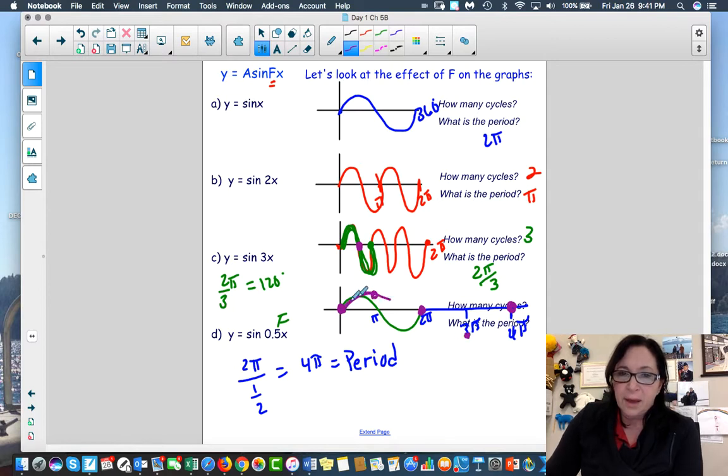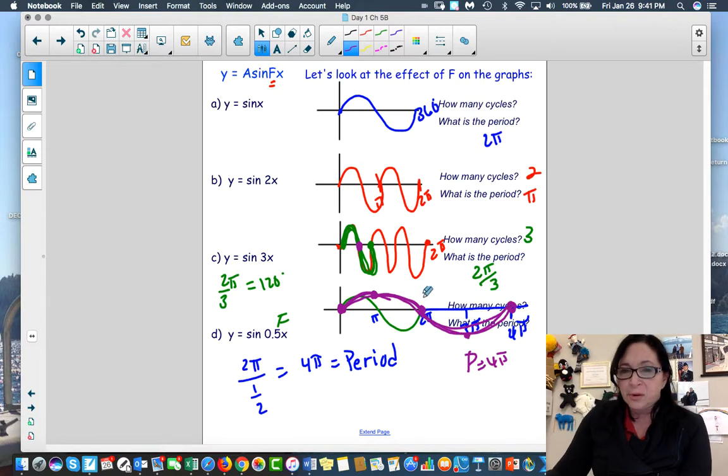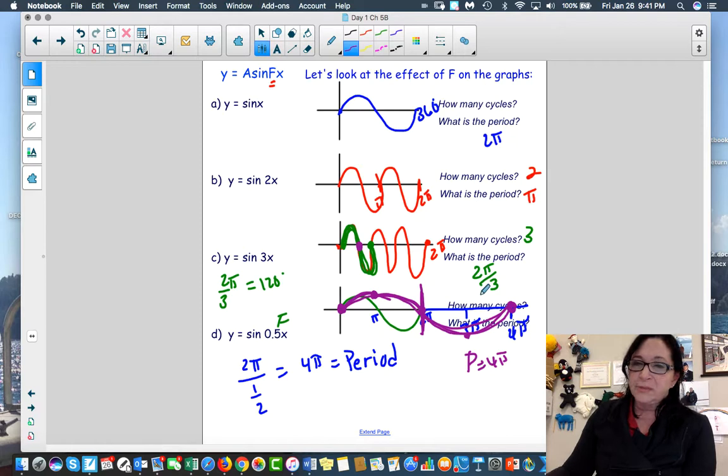So my graph actually, see how it's widened? The length of time it takes for me to finish my graph is now 4 pi. The period is 4 pi. How many cycles do I have in a 2 pi period? I have a half. Okay, so that's what it is.